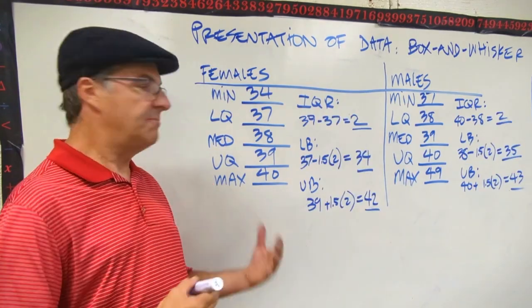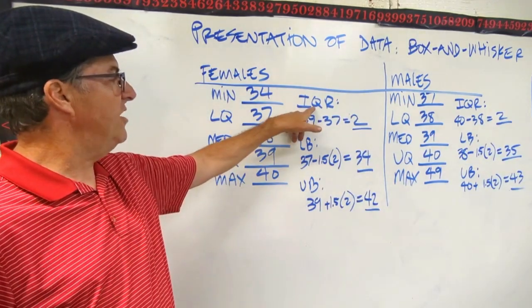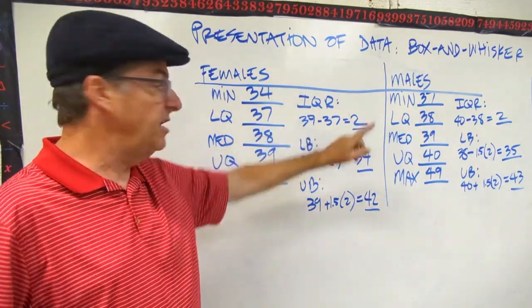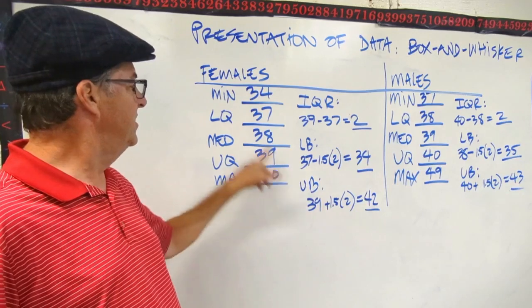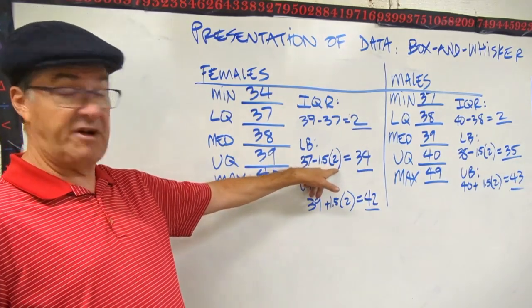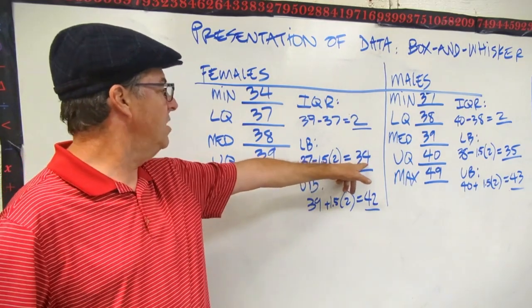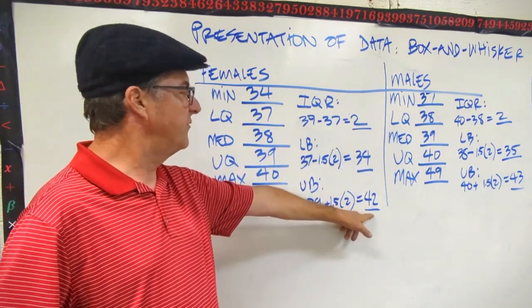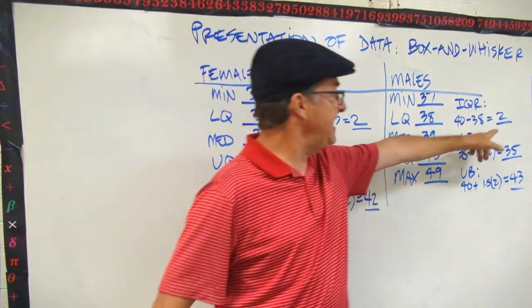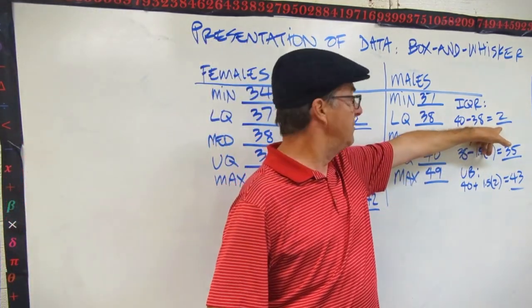All right, so here are my results. I have my interquartile range. Here's the steps. I've got 2 for my interquartile range for the females. And my lower bound is just the first quartile minus 1.5 times the interquartile range. So we get 34 for the lower bound, we get 42 for the upper bound, and via similar steps, I get the same interquartile range for the males.